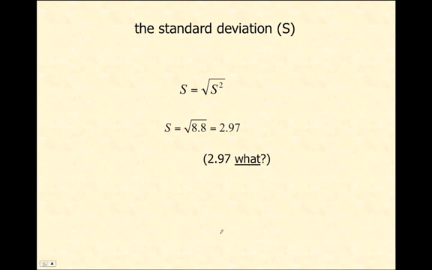Now, the standard deviation is the square root of our variance. So standard deviation, or S, is the square root of S squared. So if we unsquare, if you will, our variance, we now have our standard deviation. Now, in this case, it's 2.97 what? And that's always a key question.